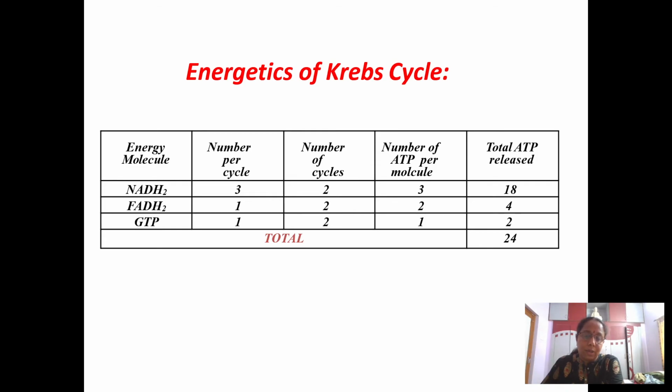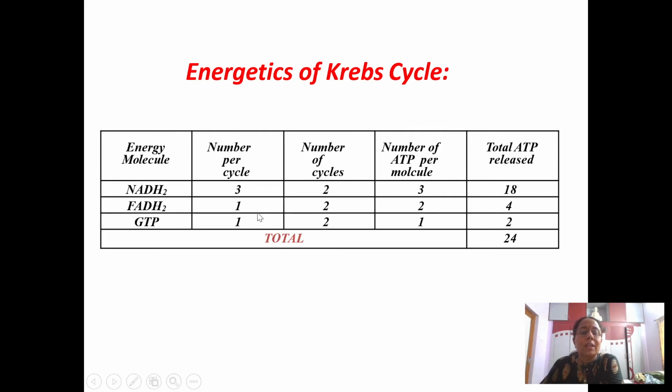That is for 1 acetyl-CoA. For 2 acetyl-CoA, 9 into 2 is equal to 18. For 1 FADH2, 2 ATPs are produced. For 1 NADH, 3 ATP. Now, this is the calculation for 1 acetyl-CoA, and I have been telling you there are 2 acetyl-CoA because glucose has given you 2 pyruvates.